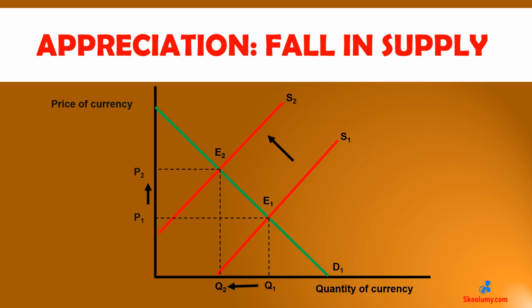A fall in the supply of a domestic currency due to a reduction in importation causes a rise in the price of the currency. This will reduce the supply of domestic currency from S1 to S2, leading to a rise in the exchange rate from P1 to P2. The quantity of domestic currency decreases from Q1 to Q2.